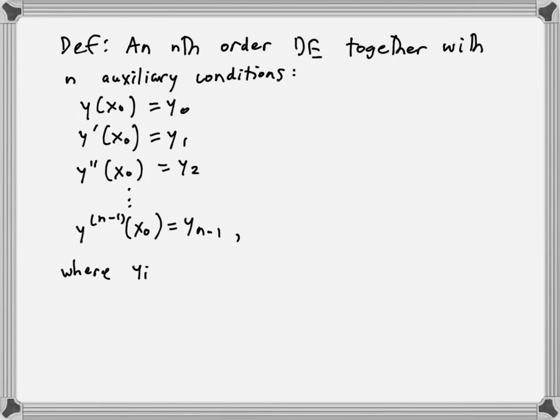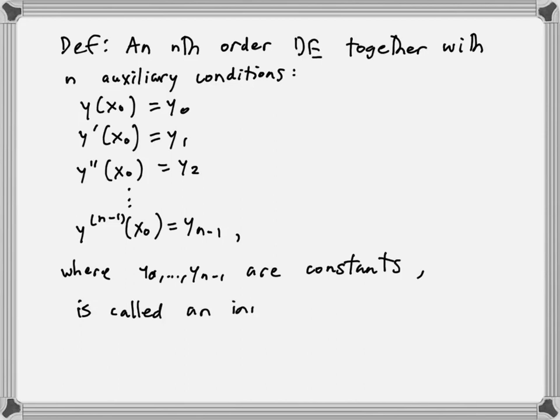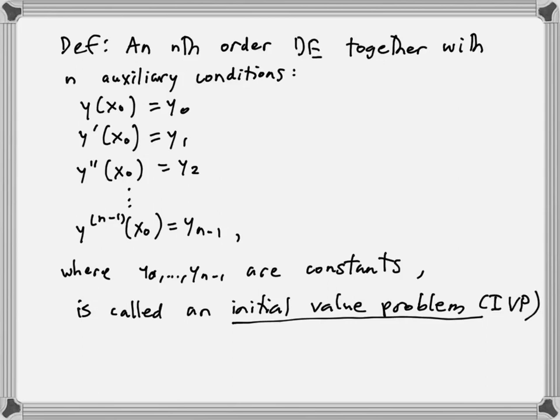Where the yi, where these guys are all constants, is called an initial value problem, or IVP.